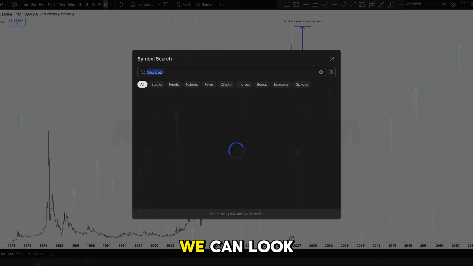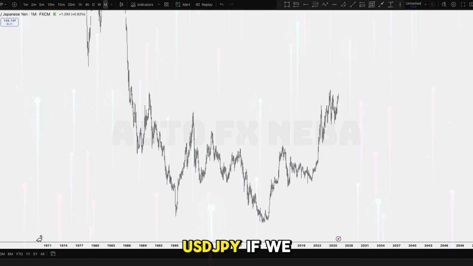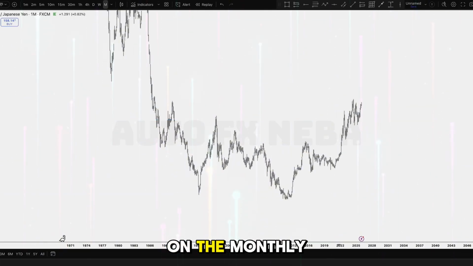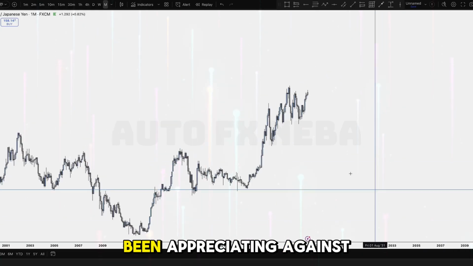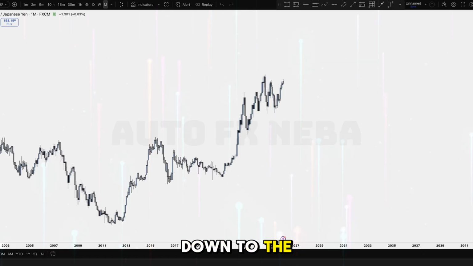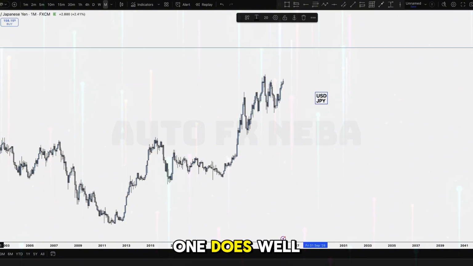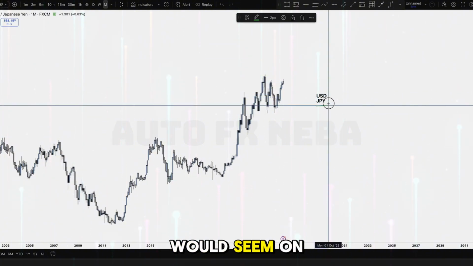So then another one we can look at real quick before we get into actually trading the theory is USDJPY. If we look at this from the monthly perspective, we can see the dollar has been appreciating against the yen very aggressively. This one comes down to their interest rates and monetary policy. So both of these are safe havens. So you should expect that if one does well, the other should do well, right? That's how it would seem on the surface.